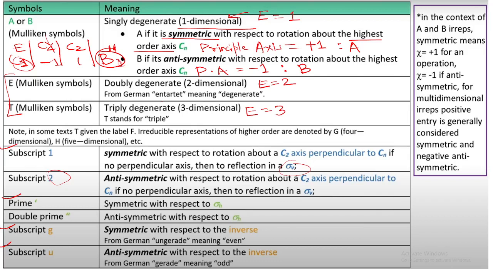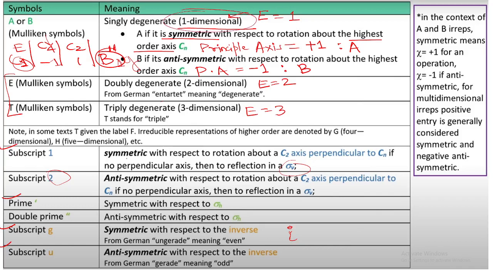Next, we need to check under inversion center I. If I is there, we will put one G here. If I is not there, we will put U there. So that will be the total Mulliken symbol. Now, this was the part when it was one dimensional.